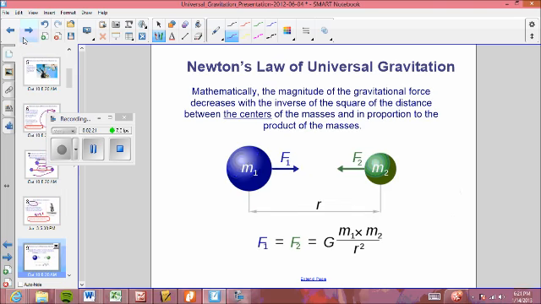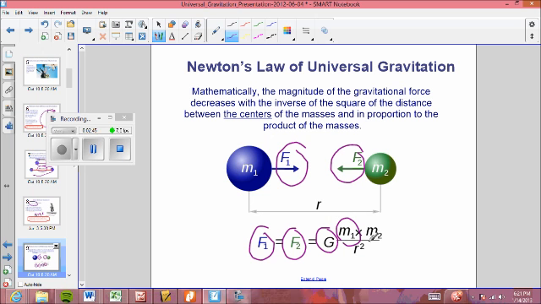Mathematically, the magnitude of the gravitational force decreases with the inverse of the square of the distance between the centers and in proportion to the product of the masses. So we've got this force, which you see here, and it equals big G times the mass of the first one times the mass of the second one divided by the distance between them squared.